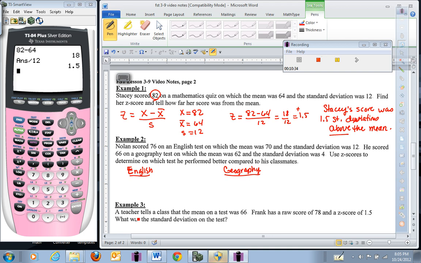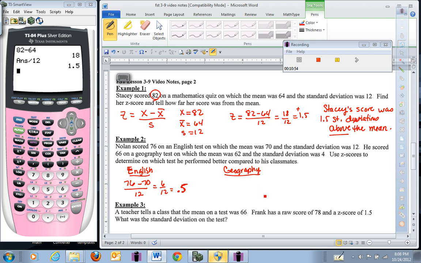Okay. In English, Nolan scored 76, that's the raw score. The mean was 70, and the standard deviation was 12. So this would give us 6/12 or positive 0.5. So his z-score is positive, and that would beat all the negative ones for sure.